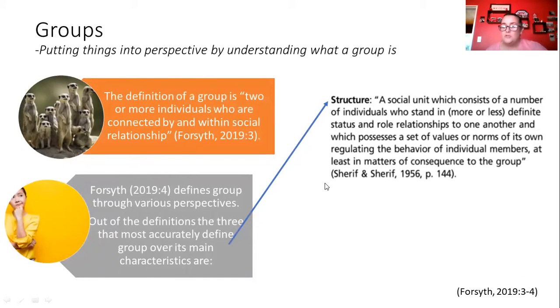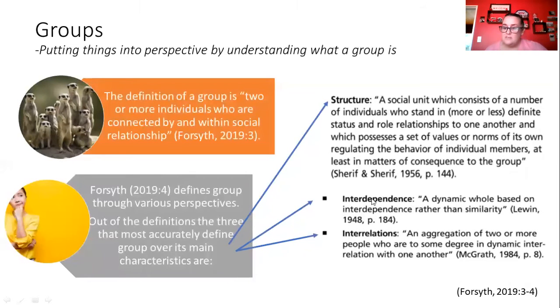a social unit which consists of a number of individuals who stand in more or less a definite status and role relationships to one another, and which possess a set of values or norms of their own regulating the behavior of individual members, at least in matters of consequence to the group. Interdependence, a dynamic whole based on the interdependence rather than the similarity of each other. And interrelations, an aggregation of two or more people who are to some degree in dynamic interrelation with one another.